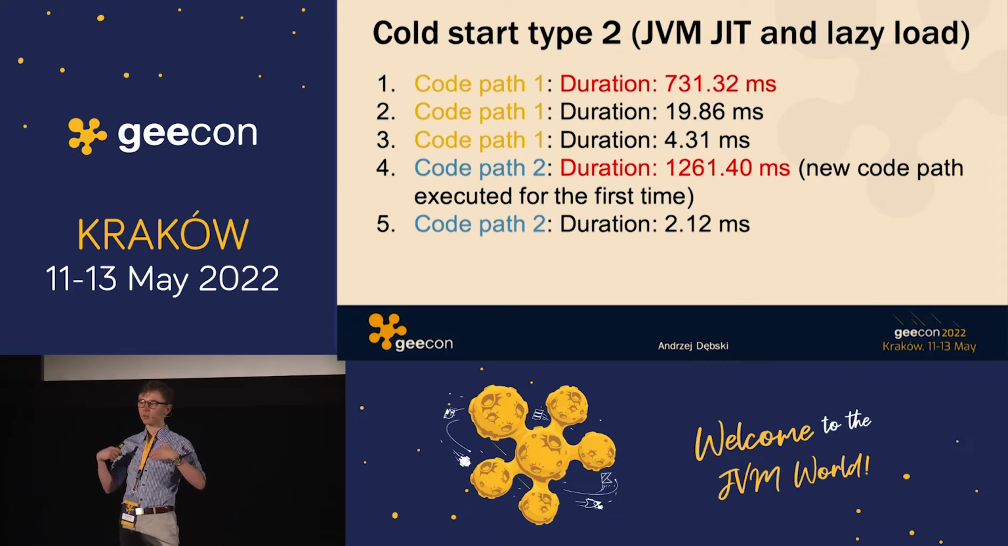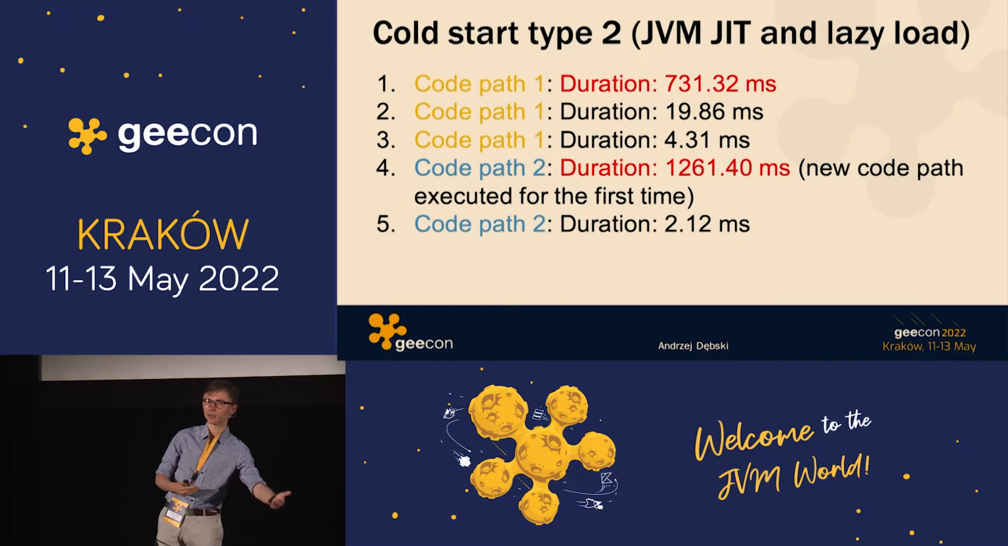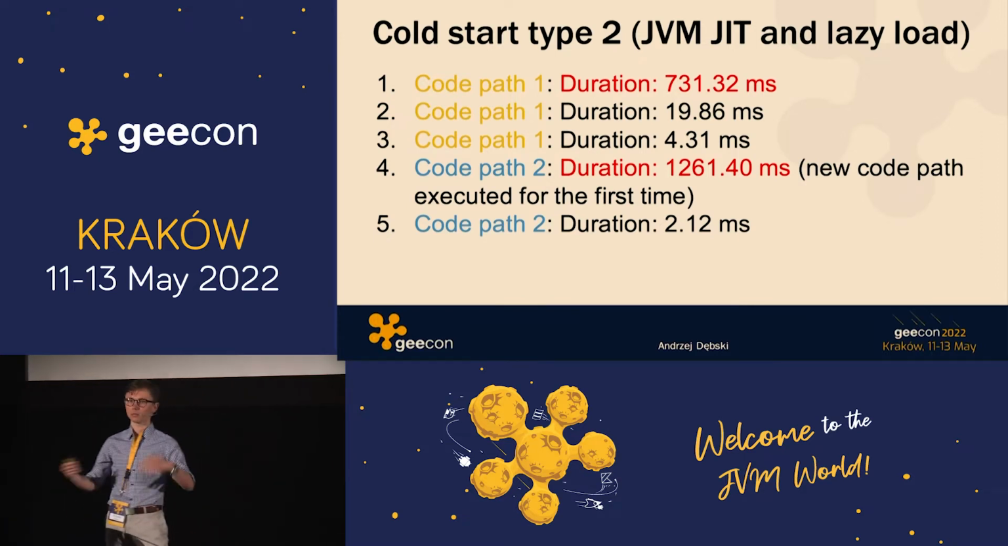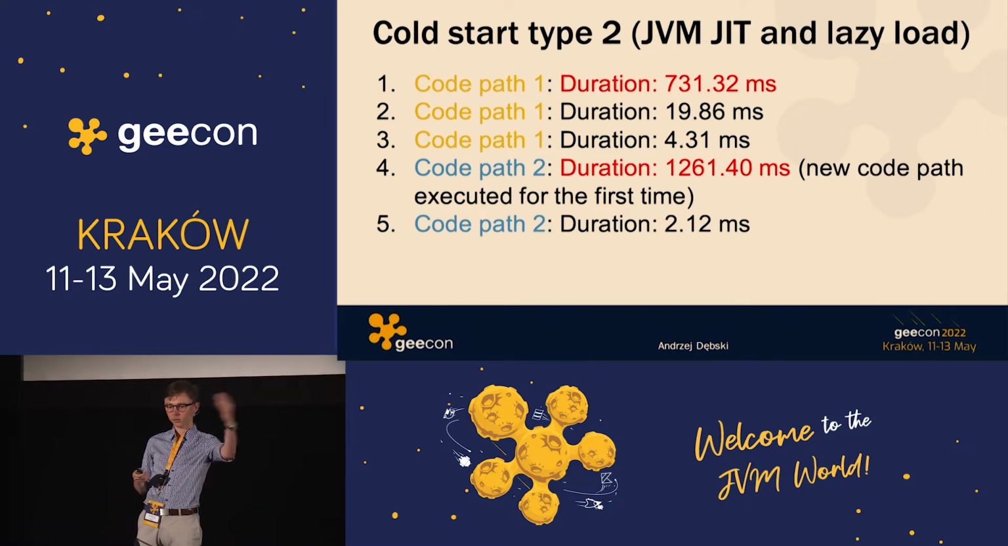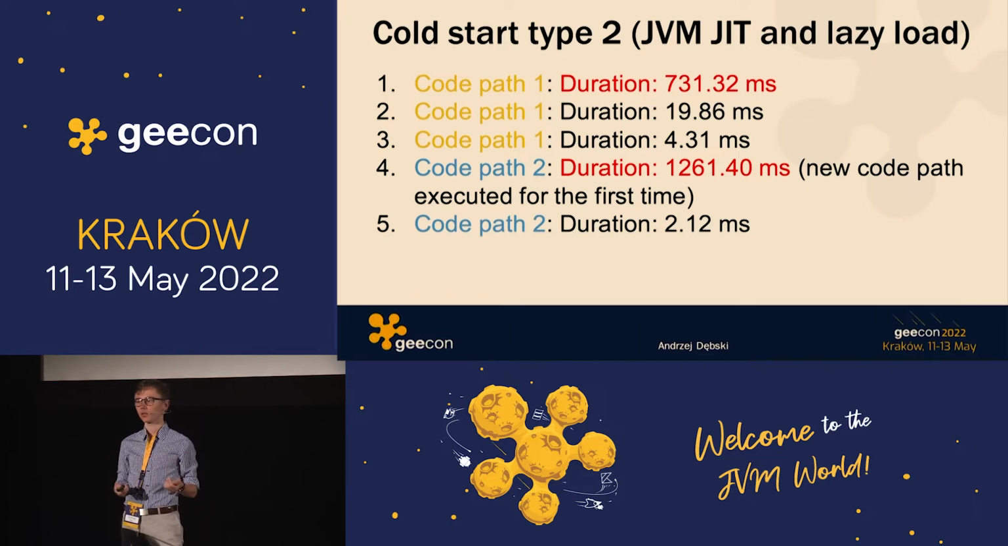That's because the JVM, in the first pass through the code, loaded the classes to memory, and maybe did some initial optimizations, those sort of things. So subsequent requests to a specific code path are faster until Lambda recycles the container.